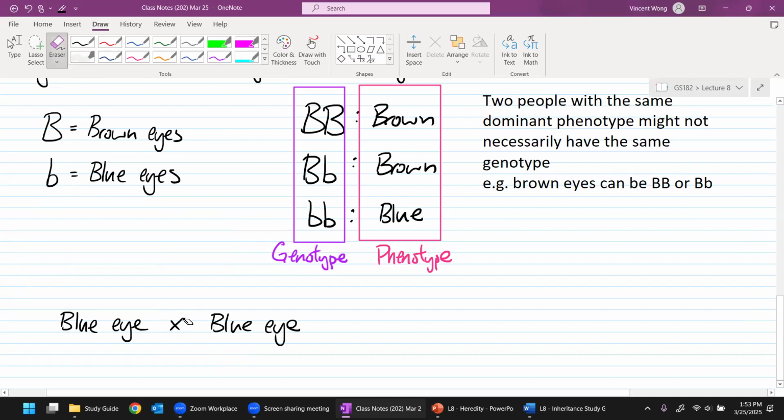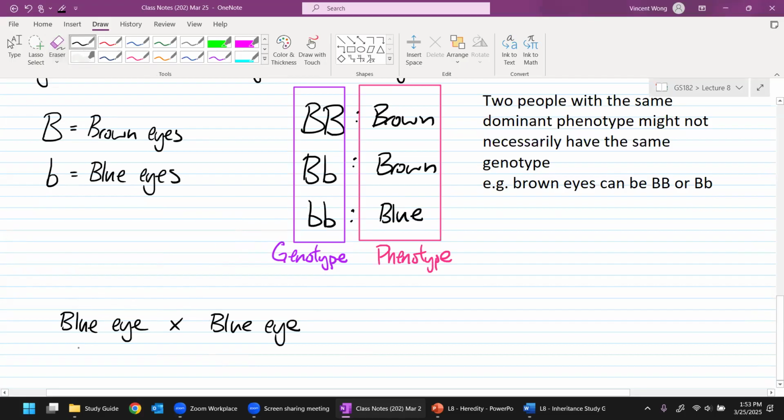A cross means to have kids, okay? What do you think their kids are gonna have? Are they gonna have brown eyes, blue eyes, some brown, some blue? What's going on? All the time or what? All the time. All right, so let's see why.